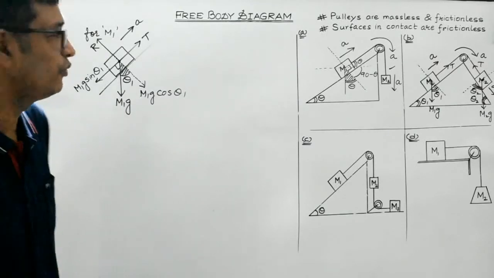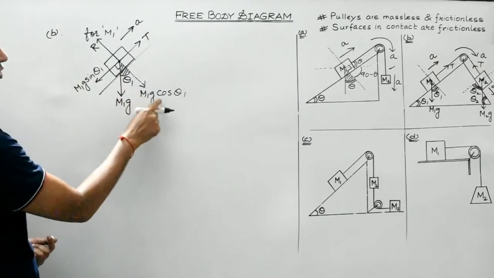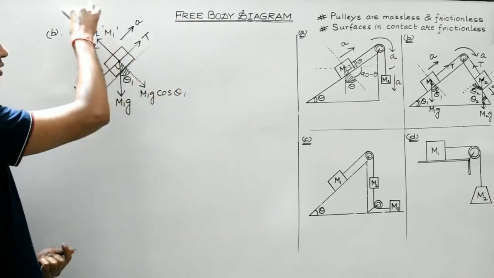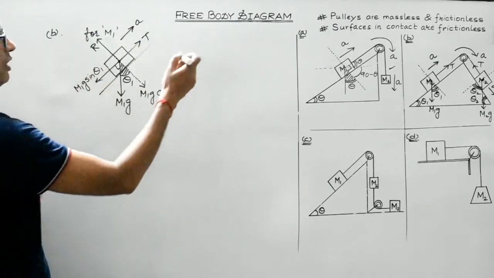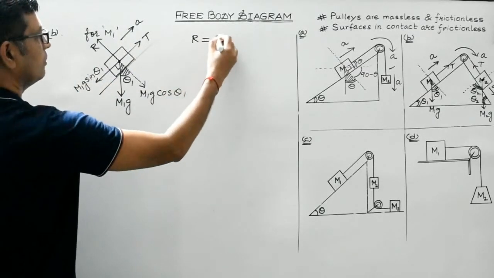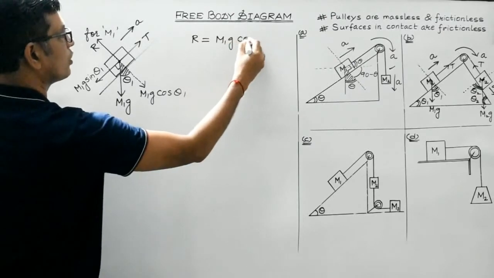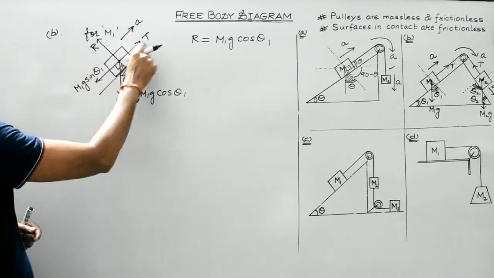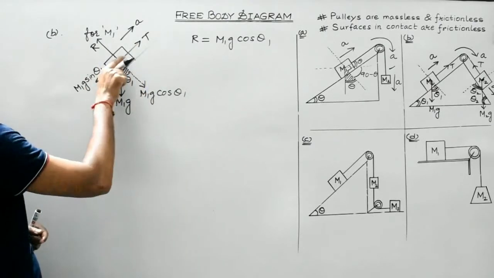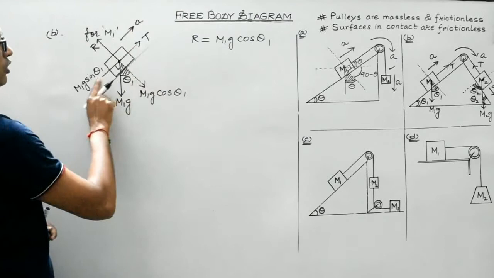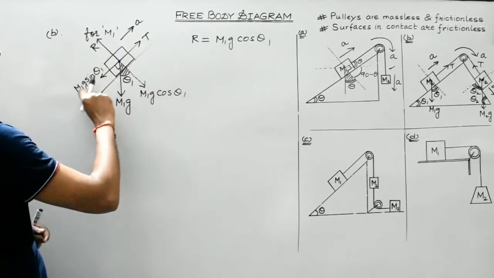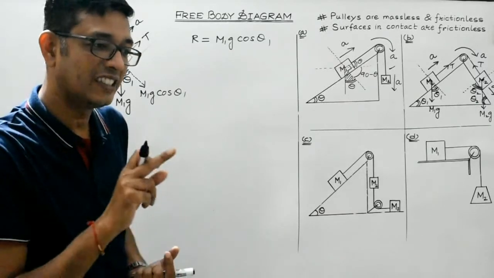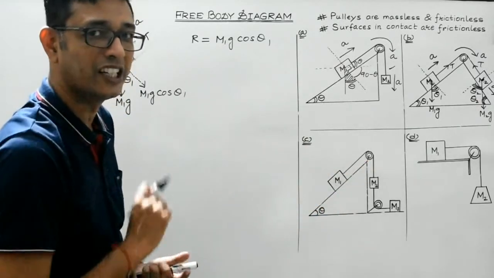Now how to construct the equation then? R and m1g cos theta 1, these are the balanced forces. Body is moving along this direction, so there is no motion of the body along this direction, isn't it? So R must be balanced by m1g cos theta 1. While T and m1g sin theta 1 are unbalanced forces because the body is having acceleration along this direction. So T must be greater than m1g sin theta 1. The force which is acting along the direction of the acceleration of the body must be the dominating one, isn't it?